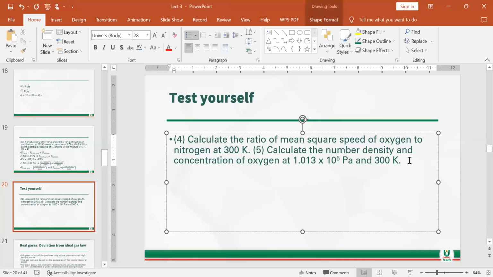So now, first of all, let's see the mean square speed. Mean square speed of oxygen is equal to 3RT all over M, the molar mass. So normally we're supposed to give you the mass of oxygen, which is 16 grams per mole, and that of nitrogen is 14 grams per mole.